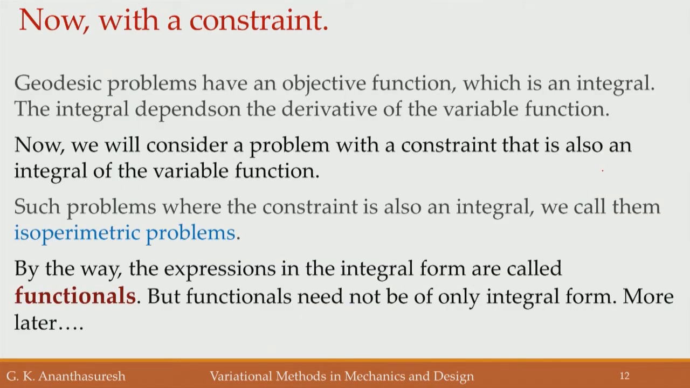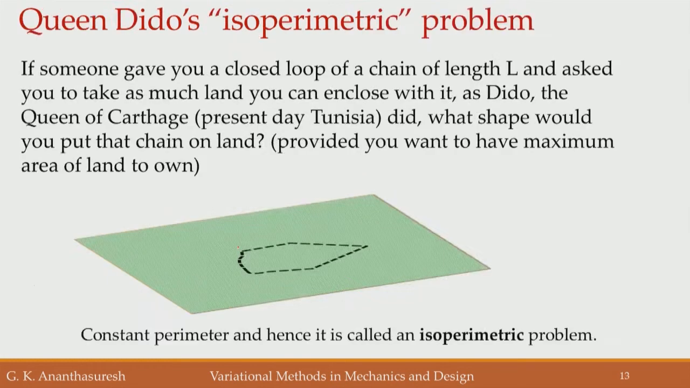So far we did not have a constraint, now we will try to have a constraint. We look at the problems which are known as isoperimetric problems, meaning that they have the same perimeter. Now, the integral form that we had, we call it a functional. So, if there is a functional as the objective function or in a constraint, we call it a functional. We will learn more about functionals later on.